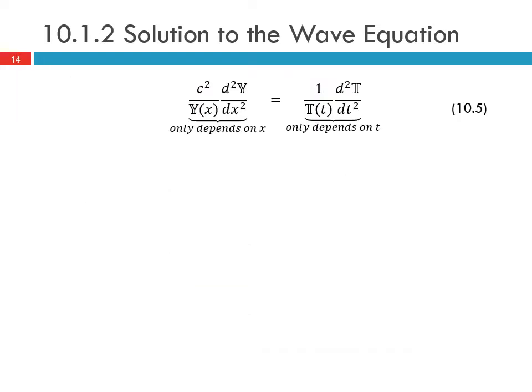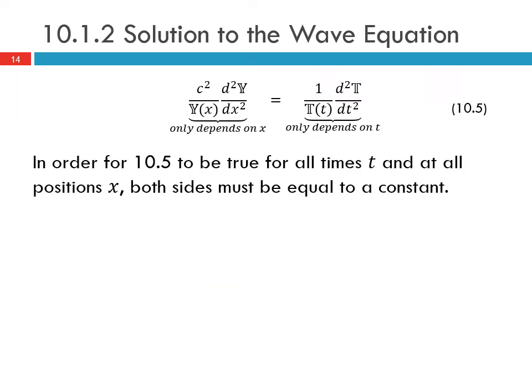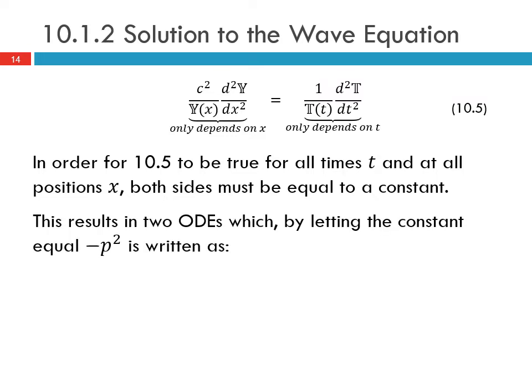So again, just rewriting this expression, the left-hand side of the equation depends only on x, and the right-hand side depends only on t, and these have to be equal to each other for all times t and at all positions x. So the only way this is possible is if both sides are equal to a constant. This results in two ordinary differential equations, and if we let the constant equal minus p squared, these can be written as c squared over y d2y by dx squared is equal to minus p squared, and 1 over t d2t by dt squared is equal to minus p squared.